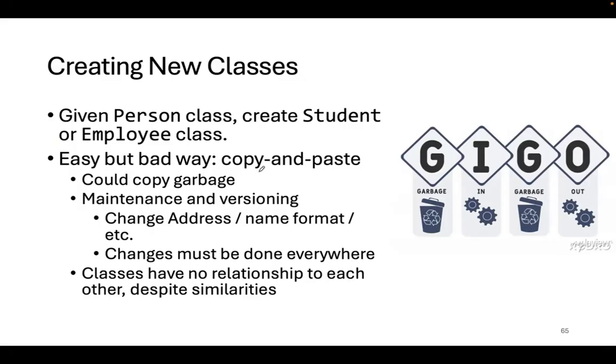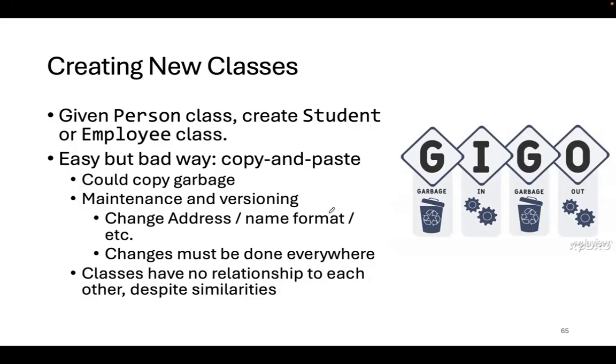So I could copy garbage. And there's this idea of garbage in, garbage out, where if the original class that I'm working with has some really significant flaws, then the new class that I just copied and pasted also has those significant flaws. Inheriting a defect. Is code inheriting? No, and it's called inheriting a defect. Yeah, exactly.